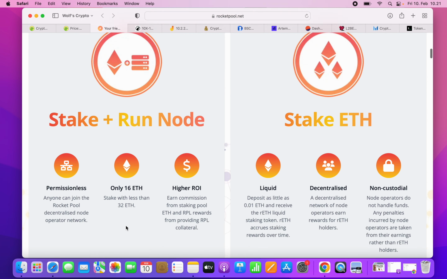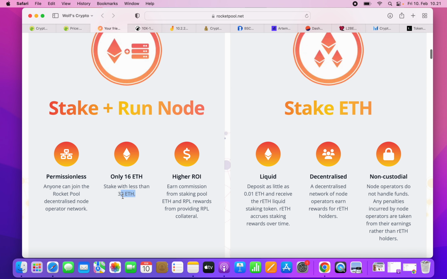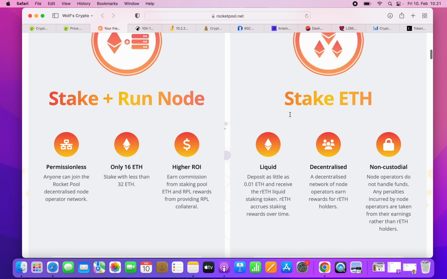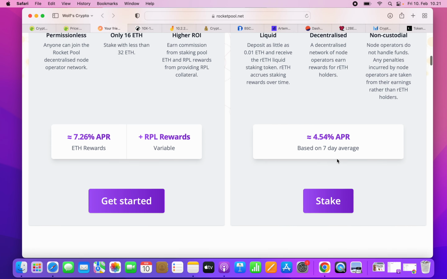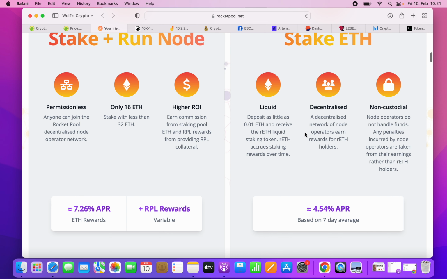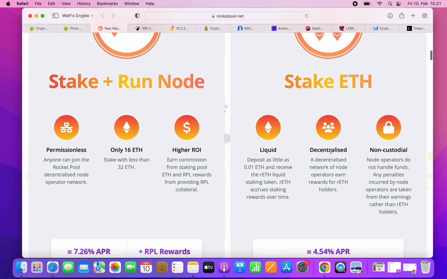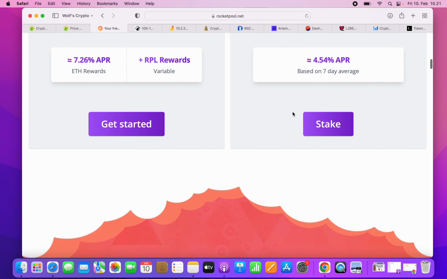The 32 is the minimum if you want to stake ETH, but this allows you to do it with only 16, because you can create a pool node. And I believe you can stake with a lot less. You can deposit as little as 0.01 and receive rETH, the Rocket ETH liquid staking token, because this is liquid staking, so this is very high quality.